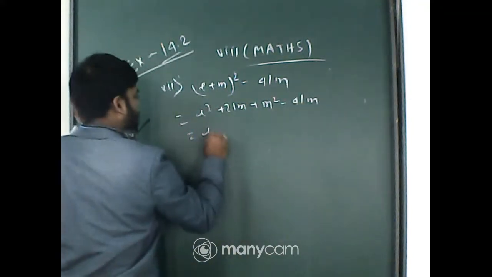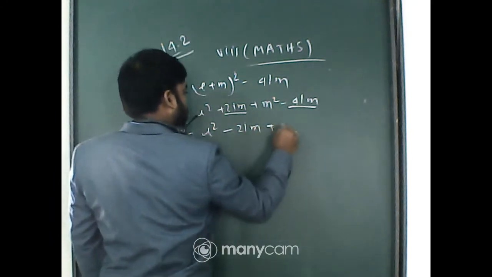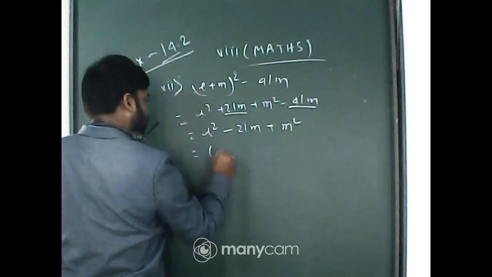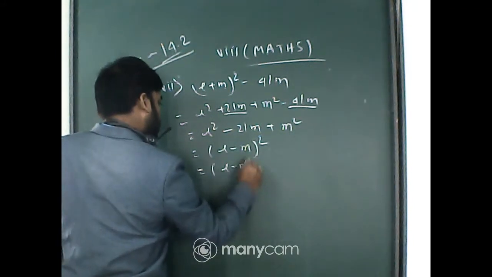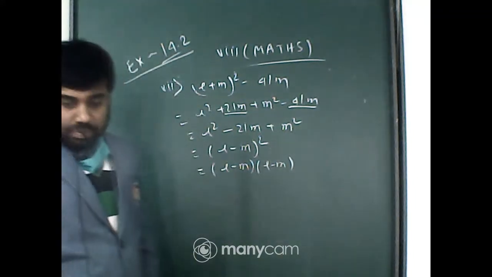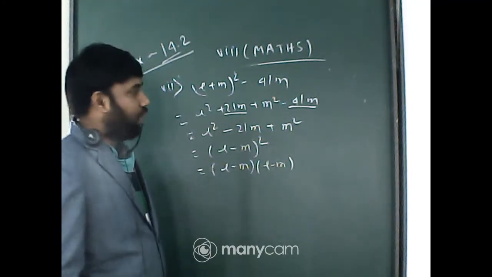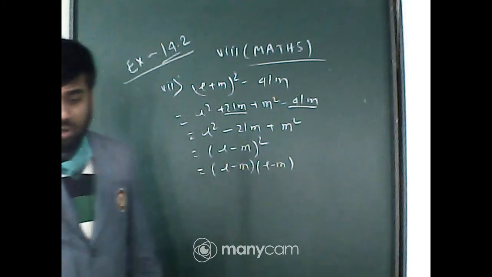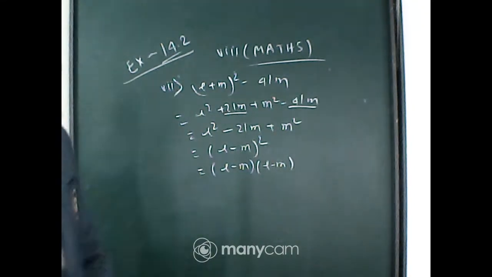So l square, okay, so l minus m into l minus m. Directly you can say, because it is also a formula, l plus m whole square minus 4lm is also a formula. Okay, yes. And the last one, number 8.